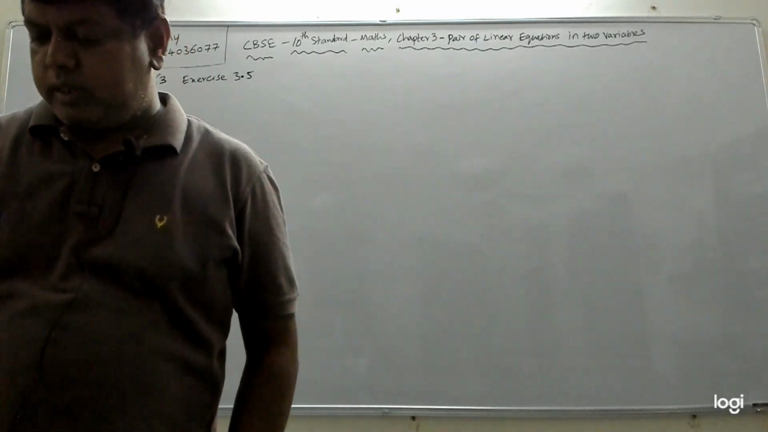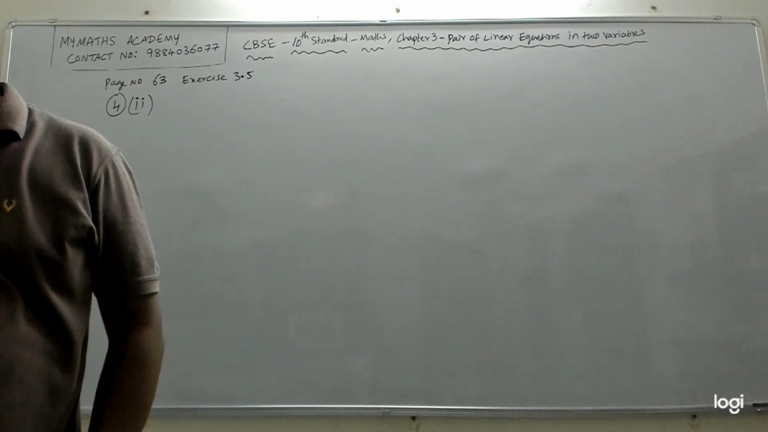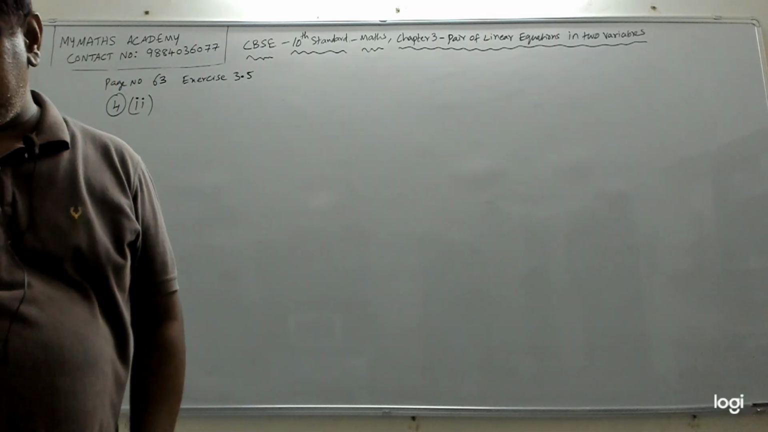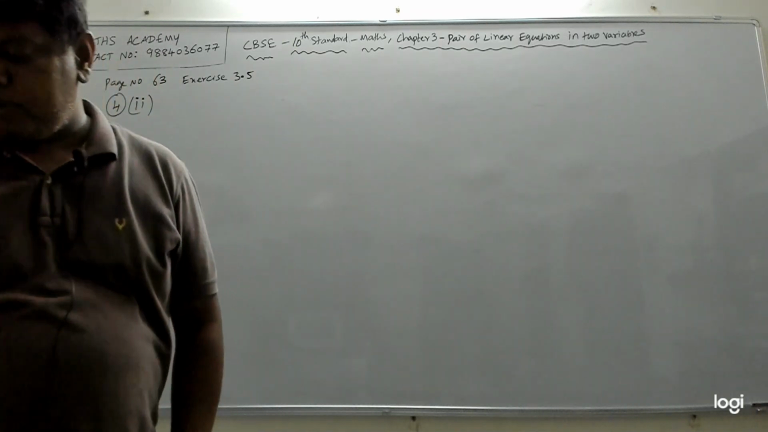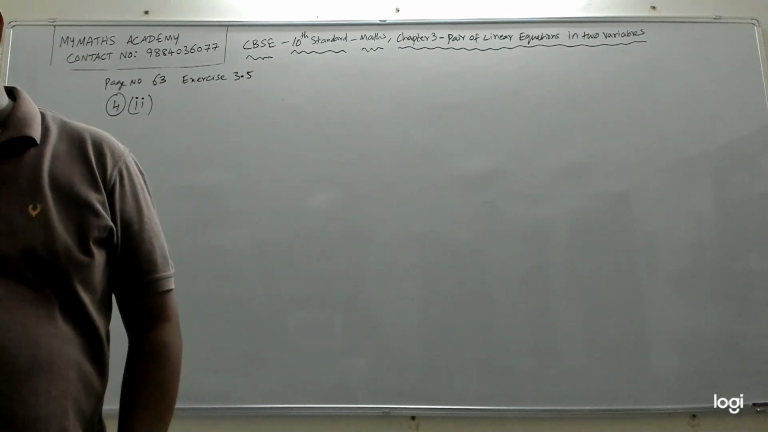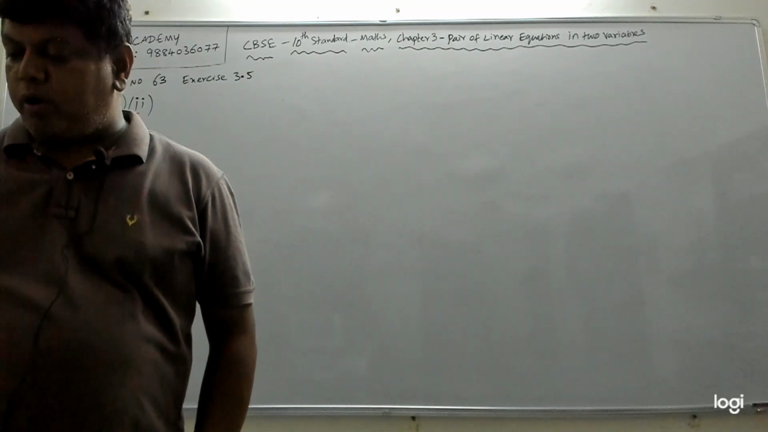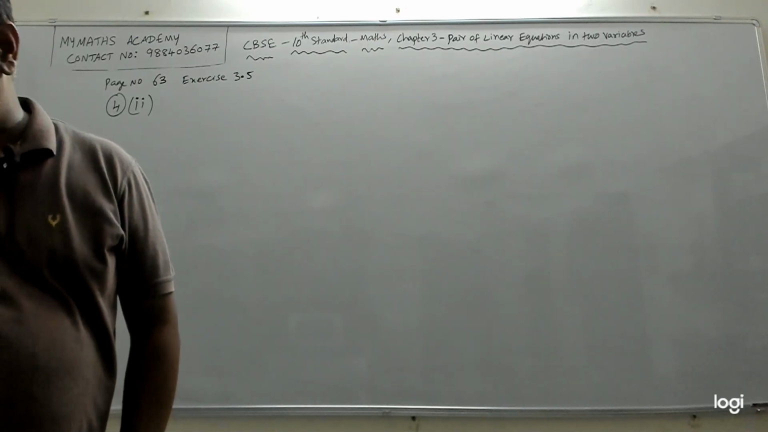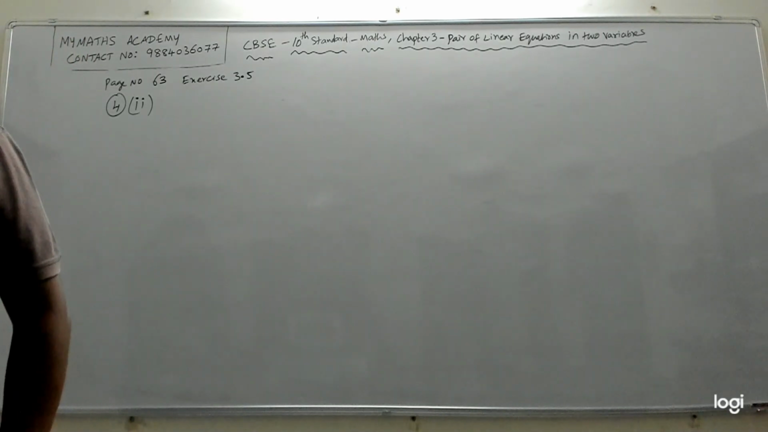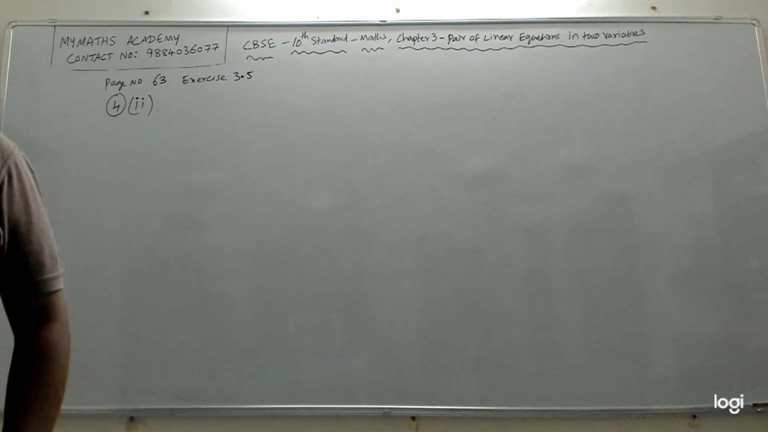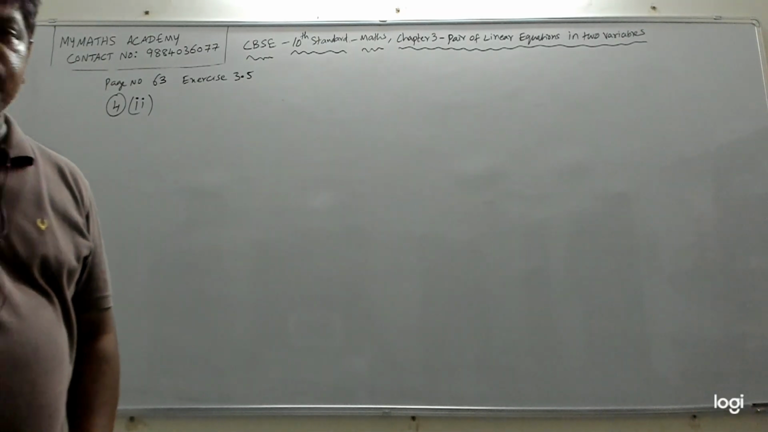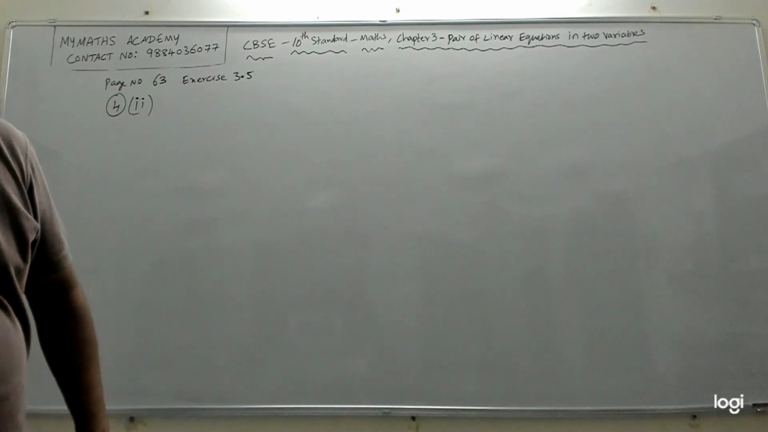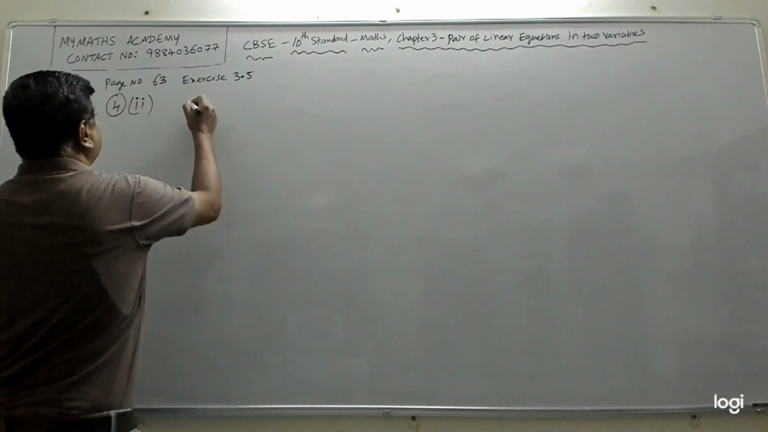So the question is, form the pair of linear equations for the following problems, and then find the solution if they exist by any algebraic method. The second subdivision problem: a fraction becomes 1 by 3 when 1 is subtracted from the numerator, and it becomes 1 by 4 when 8 is added to the denominator. Find the fraction.